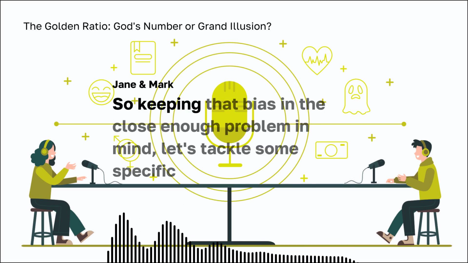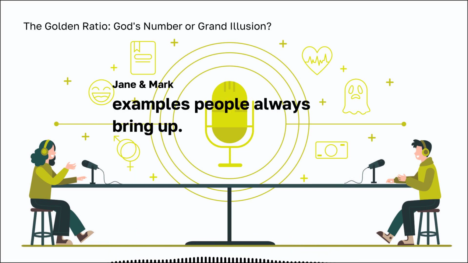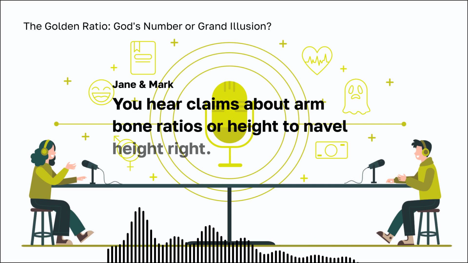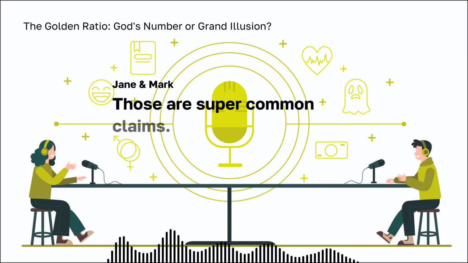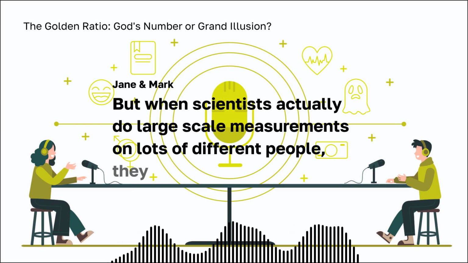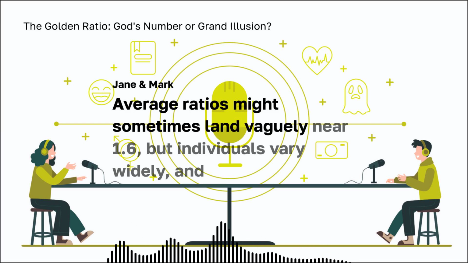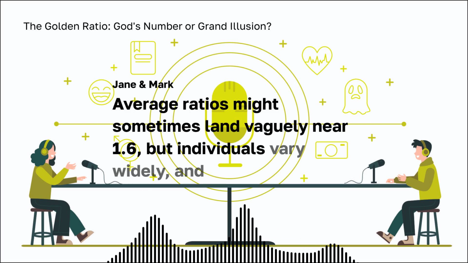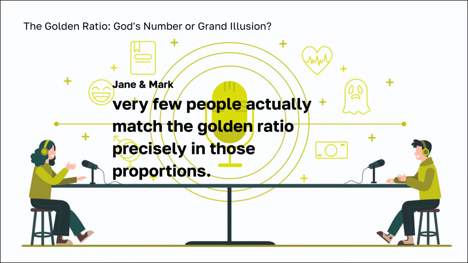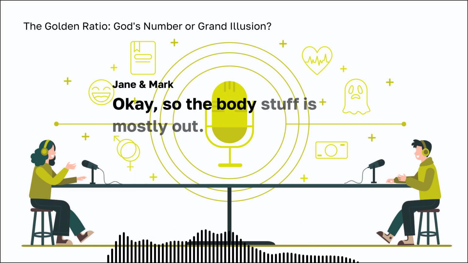Okay, so keeping that bias and the close enough problem in mind, let's tackle some specific examples people always bring up. What about the human body? You hear claims about arm bone ratios or height to navel height. Right, those are super common claims. But when scientists actually do large-scale measurements on lots of different people, they find a huge amount of variation. Average ratios might sometimes land vaguely near 1.6, but individuals vary widely, and very few people actually match the golden ratio precisely in those proportions. Our bodies are beautifully proportioned in many ways, but not rigidly built to phi. Okay, so the body stuff is mostly out.